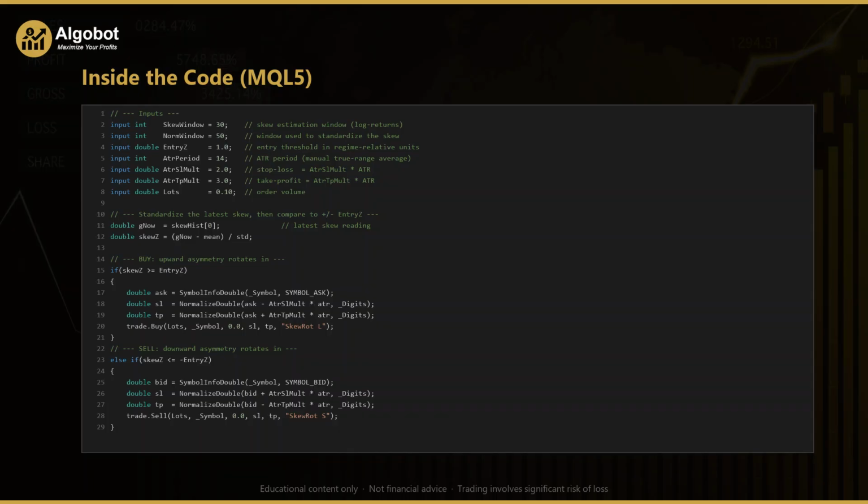Now look at the buy block. The condition reads, if SkewZ is greater than or equal to EntryZ. When that is true, the code reads the current ask price, sets the stop loss at the ask minus AtrSlMult times ATR, sets the take profit at the ask plus AtrTpMult times ATR, and calls trade.buy with the lot size and those levels. The sell block mirrors it exactly.